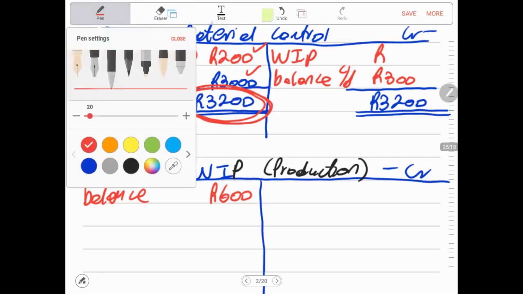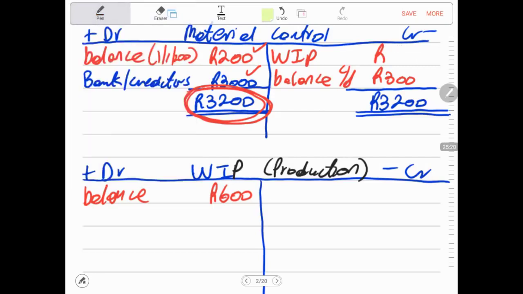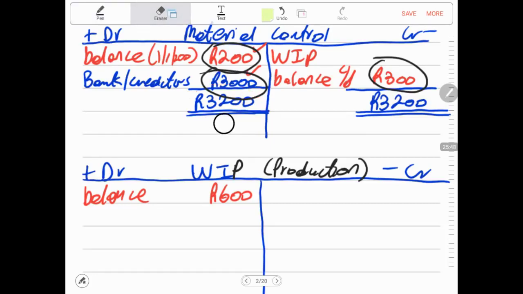Meaning material that was worth 2,900 must have been used. And if you look at my scenario, I did not tell you how much was issued into the work in process, but I gave you the opening balance, and I told you the closing balance, and I have given you what was purchased. So now you had to calculate or determine how much material was issued or how much material was used or was sent into the work in process or the production department.